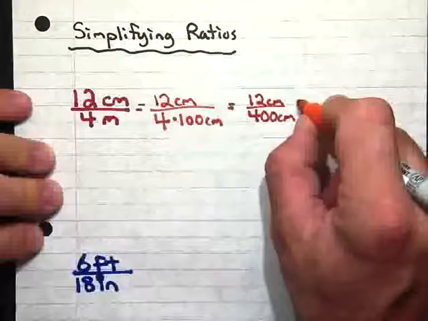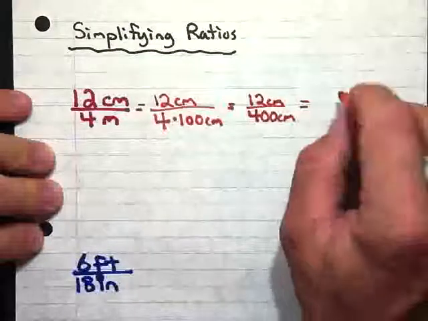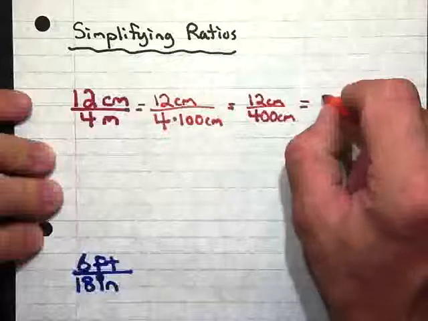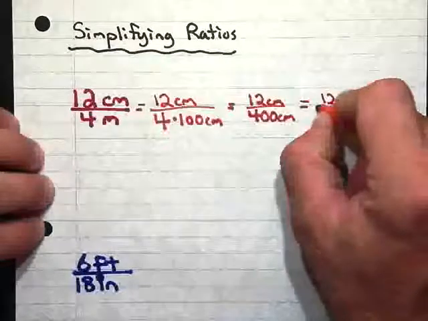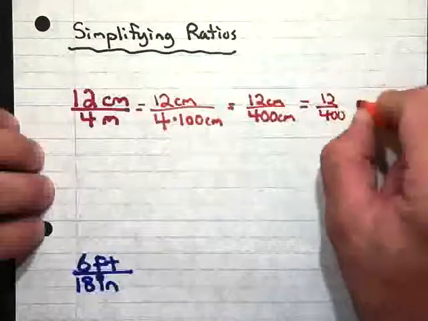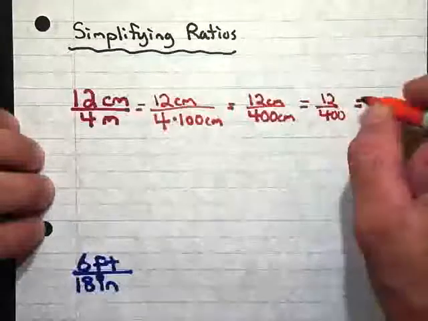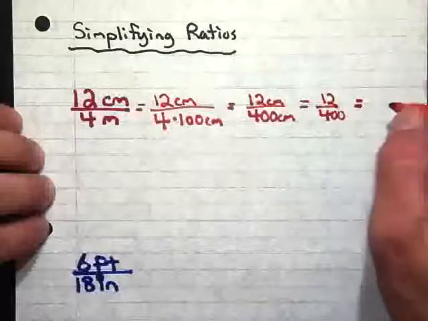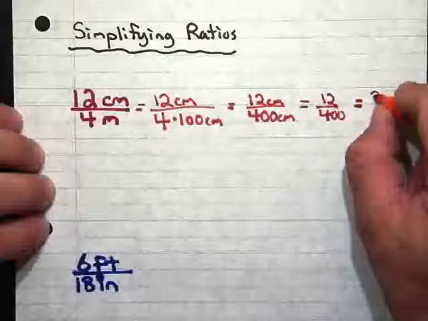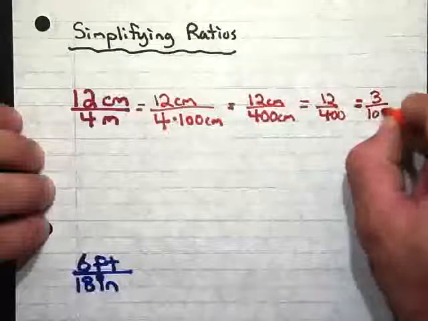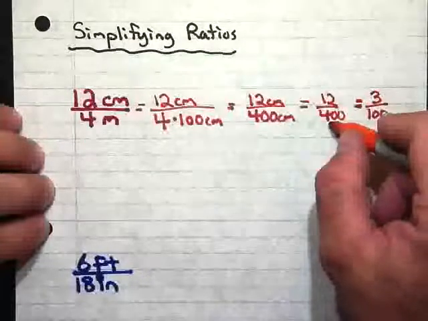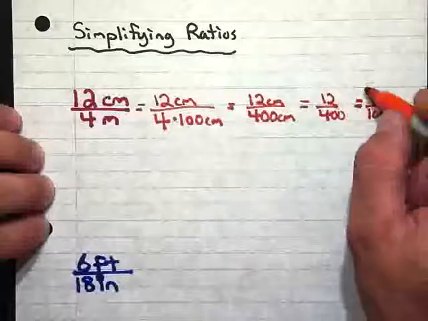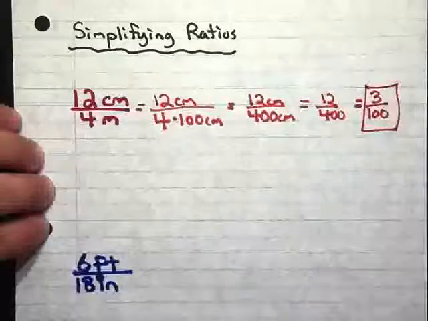And now we can get rid of our unit of measure because we don't need that now since they're in the same exact unit. So we get 12 over 400, which reduces down to 3 over 100. 4 goes into 12 3 times, and 4 goes into 400 100 times. And we would have our answer here.